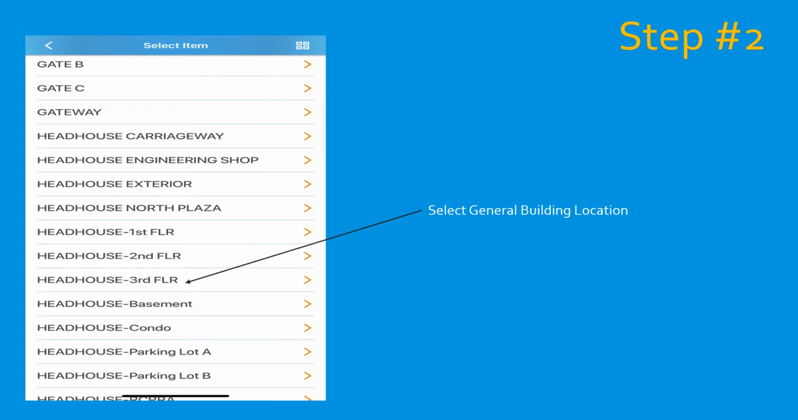Once we've selected new to generate a work order, the next screen is going to be asking us for the location in the building. This is a general location that we are selecting. Today's example is going to be going through if we were on the head house, third floor, men's bathroom, and saw a sink that was not working properly. So to submit that work order request, we have selected new, and we'll be selecting the head house, third floor as the general building location.